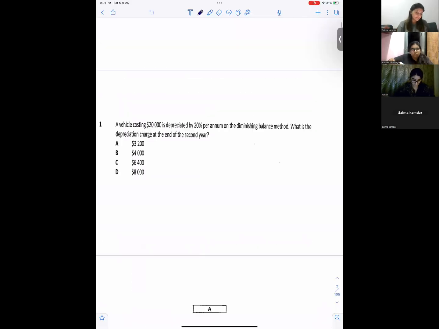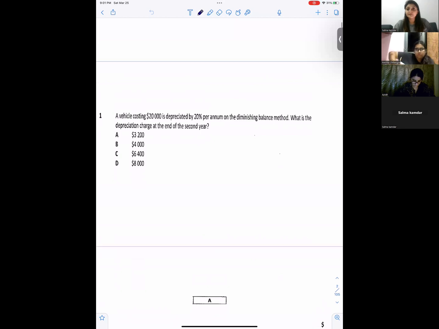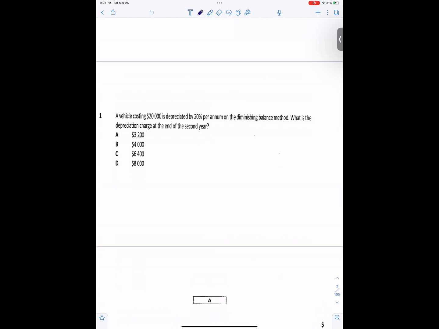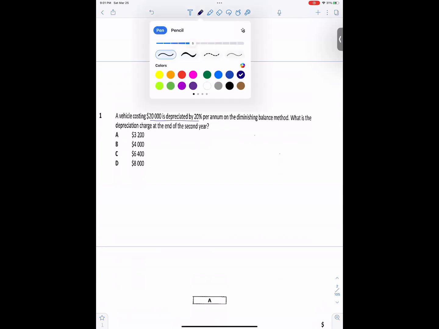Come on, read the question. A vehicle costing 20,000 is depreciated by 20% per annum on the diminishing balance method. What is the depreciation charge at the end of the second year?